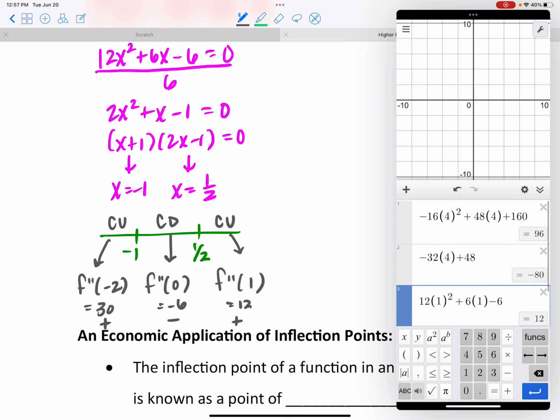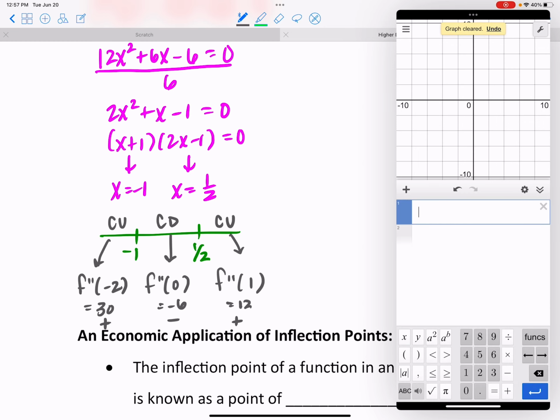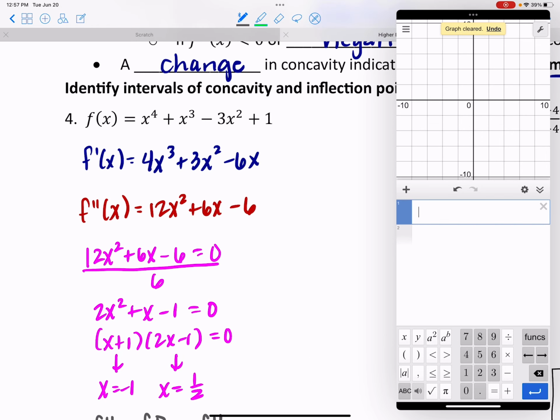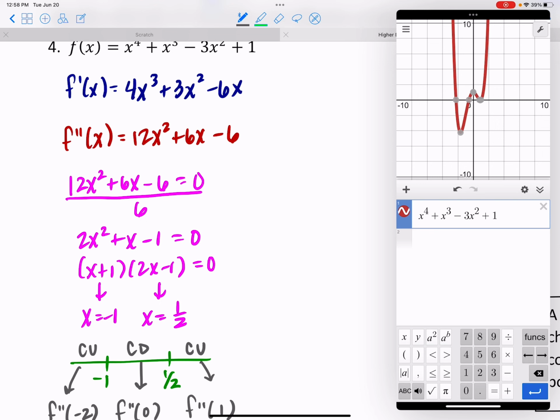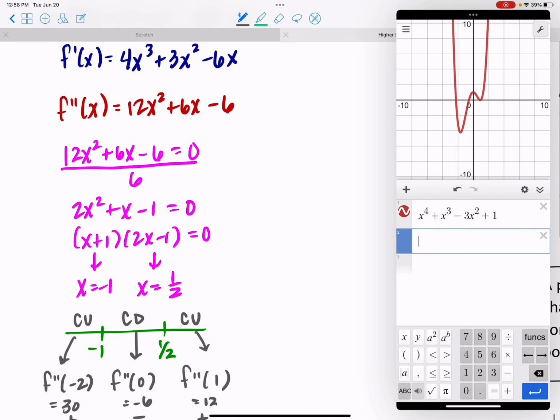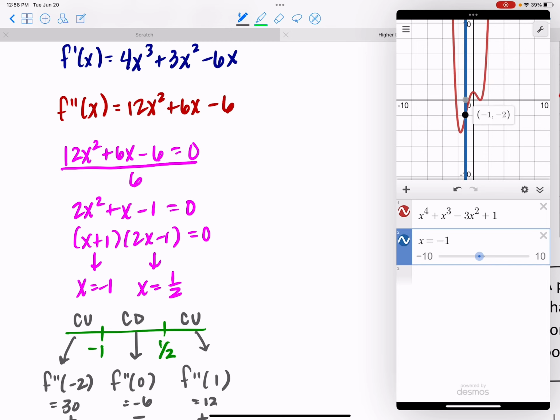So let's go ahead and confirm this by graphing our original function. So we have the original function, x to the 4th, and then a plus x to the 3rd, and then minus 3x squared, and then a plus 1. And so we said concave up, then concave down, then concave up. And then if I look at x equals -1, that point right there, a -1, -2, inflection point, yep, that's where we're changing from concave up to concave down.